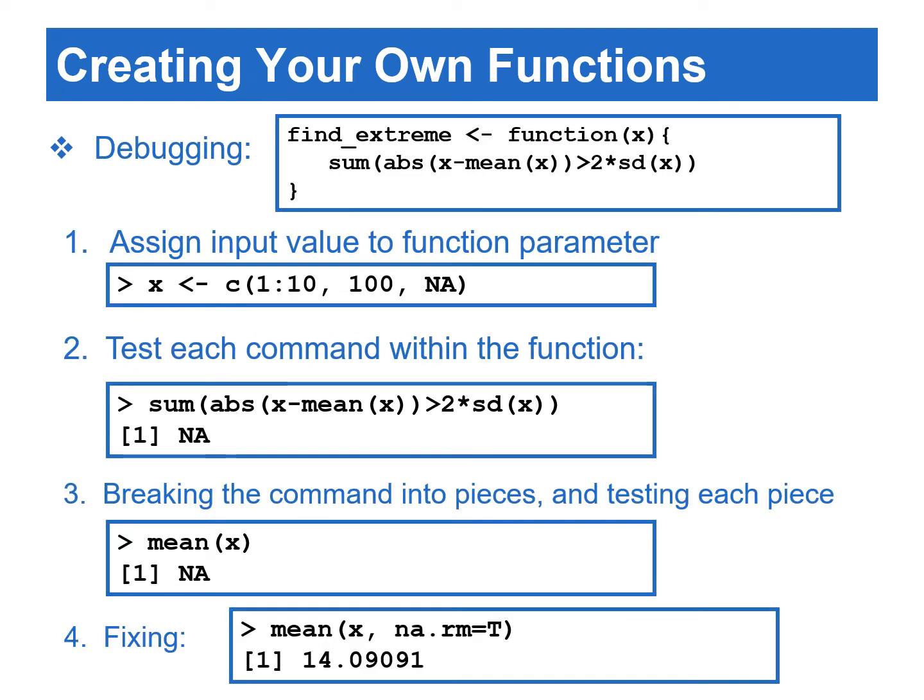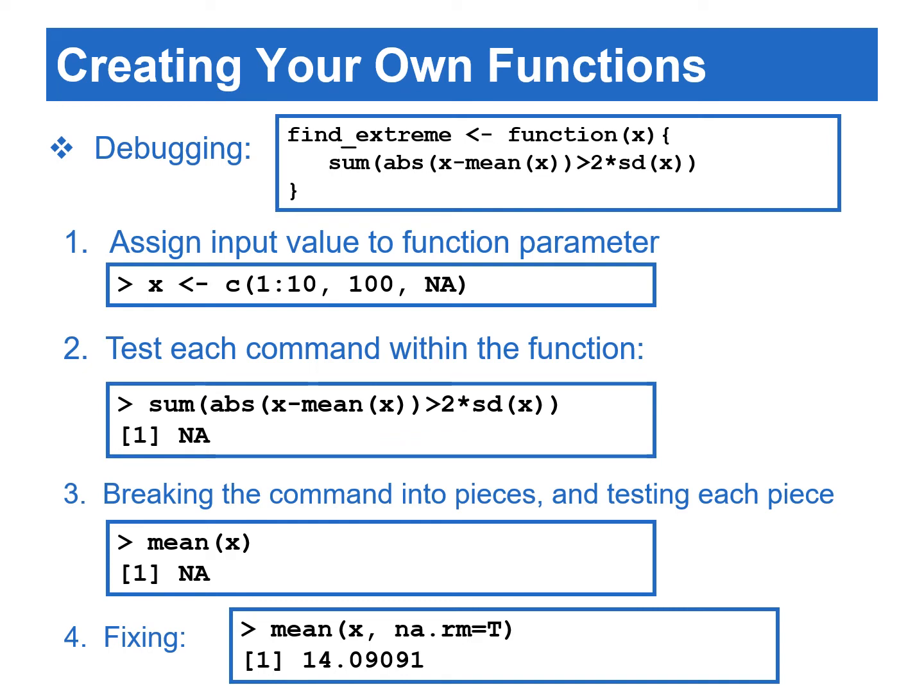If we cannot figure out where the problem is, we need to debug the function. For example, we can assign the input value to the function parameter, then test the function line by line from the beginning. First, we assign the testing vector to x, which is the function parameter. Then we test the command within the function. Since this command returns NA, it doesn't tell us much about where the problem is.